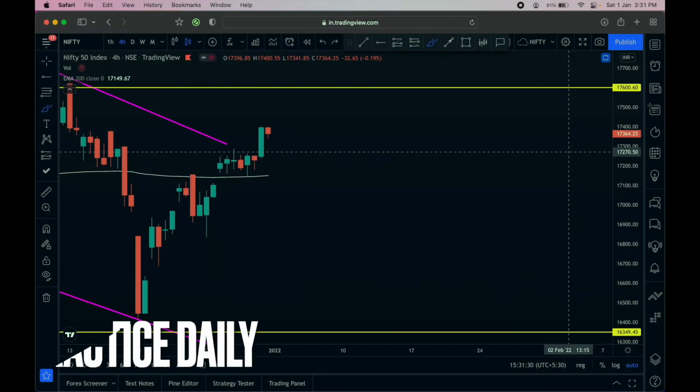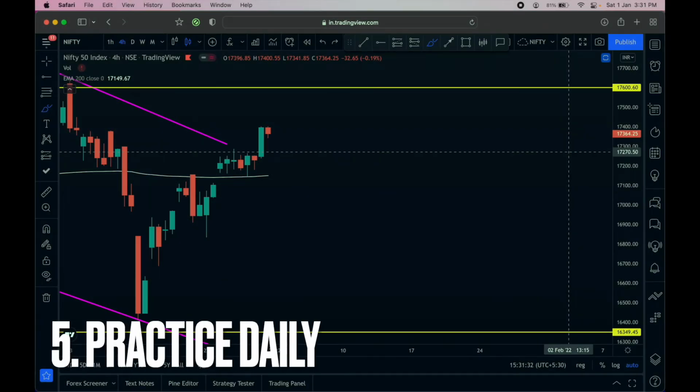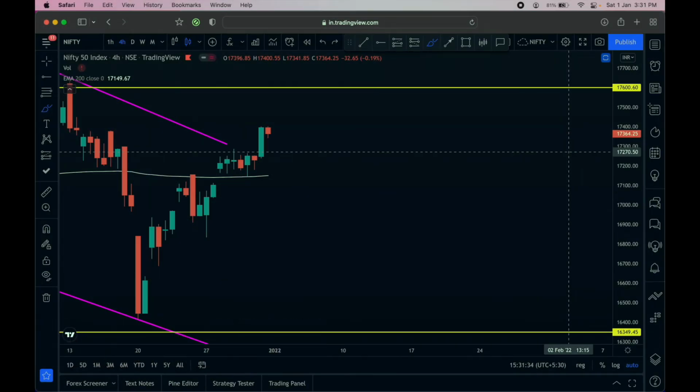My fifth and final tip would be practice. Practice day and night, guys. Even if you're not trading full time right now, give at least 30 minutes daily to drawing support and resistance levels on various stock charts until it becomes second nature to your subconscious mind. Do this for at least 20 days, and I guarantee that you will see improvement if you practice daily for 30 minutes.